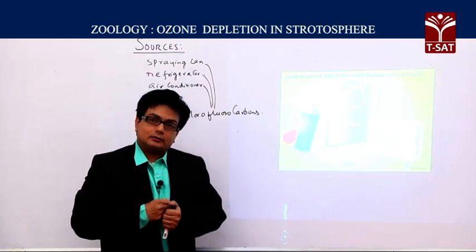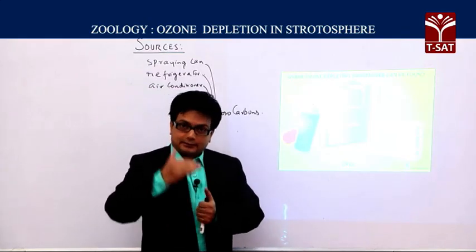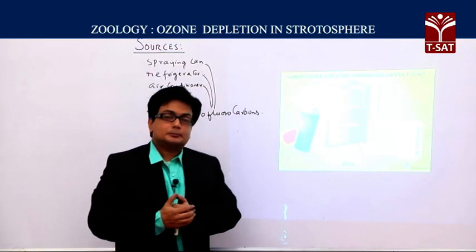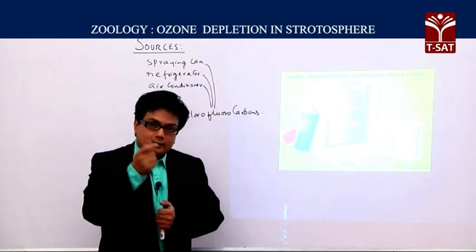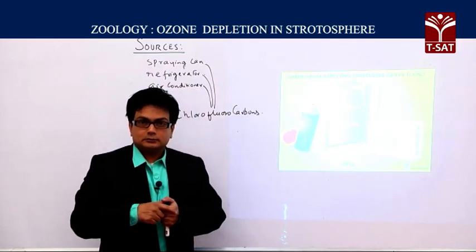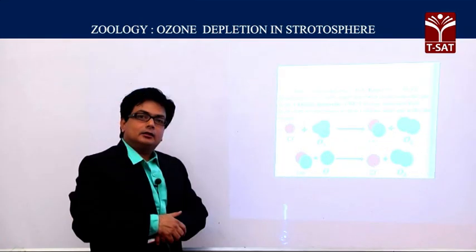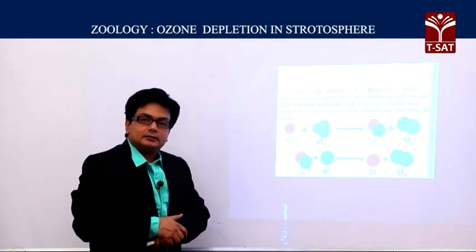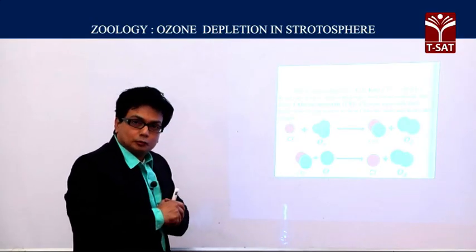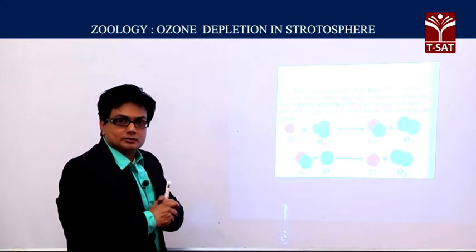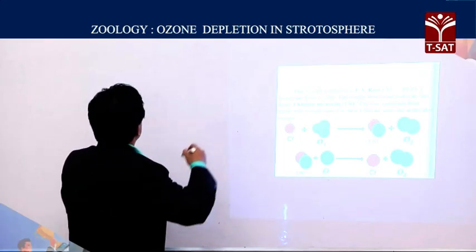Let us now understand what is the chemical activity which takes place at the higher altitude near the ozonosphere, and that leads to the erosion of the ozone and affects human beings. Let us see the chemical activity which is taking place near the ozonosphere, as these chlorofluorocarbons released from the various sources ascend up into the higher levels of the troposphere.